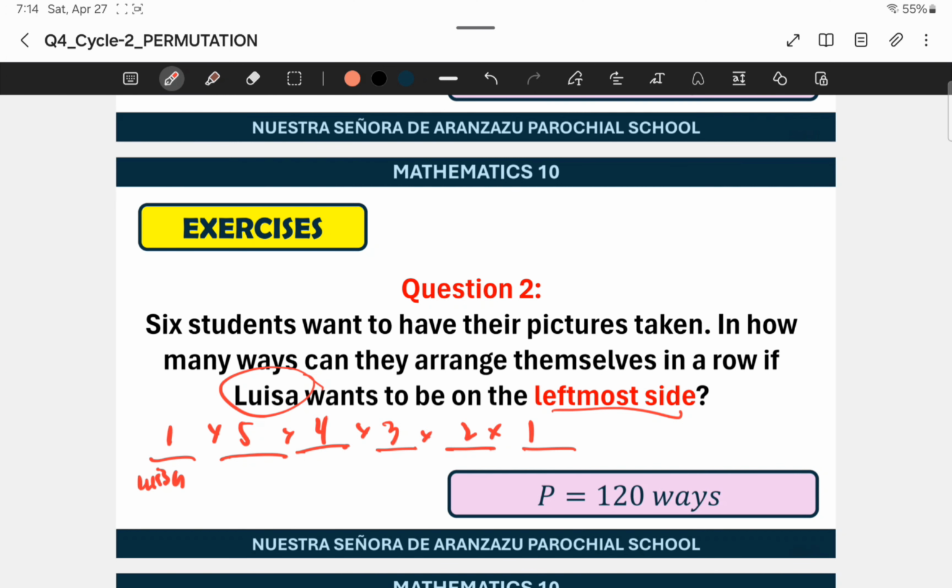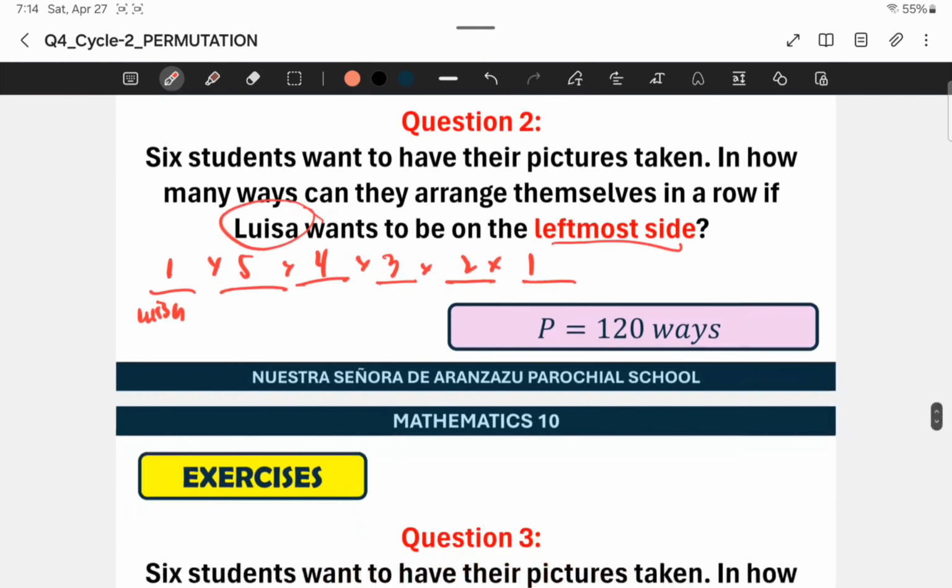Okay? So, itong paggamit ng pagla-line up na to, this will help when you are solving a permutation. Para kung hindi nyo memorize yung formula, and hindi kayo masyado nagre-rely sa formula, this really helps a lot, or it is one of the techniques in solving a permutation.